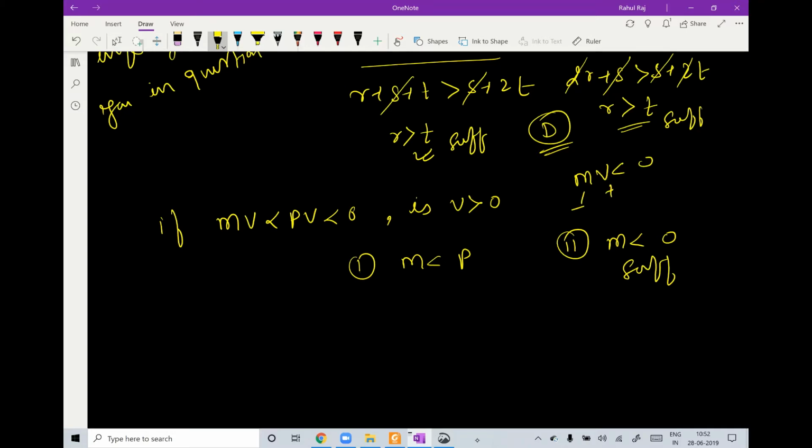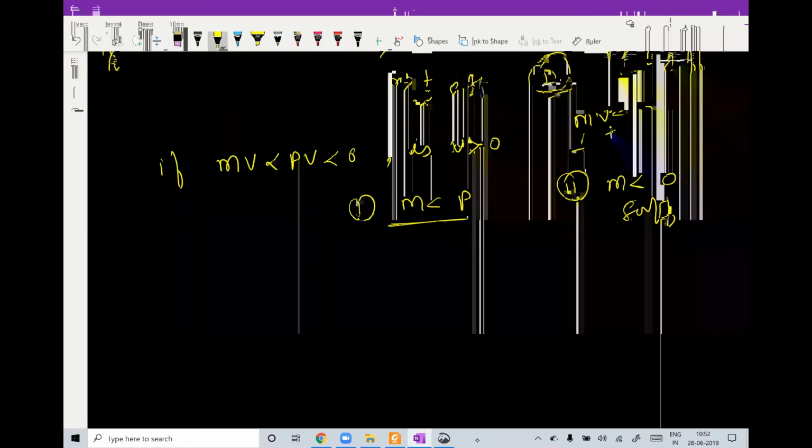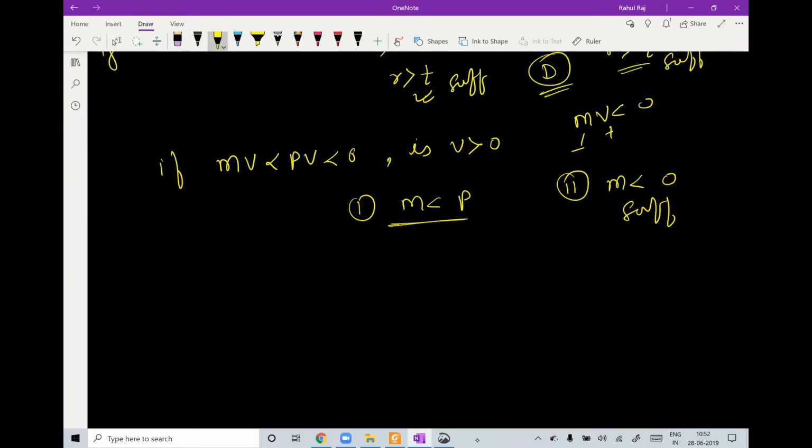Simple, right? So let's say in question number 1, if you do not understand at all how to proceed, then what can you exactly do? Can you take some numbers and check? So let's say it says M is less than P. I can take M and P to be positive numbers and V a negative number. I can take M and P to be negative numbers, V a positive number, right? So let me take, let's say, M is equal to 5, P is equal to, let's say, 10, and V is equal to, let's say, negative 1. Clear?